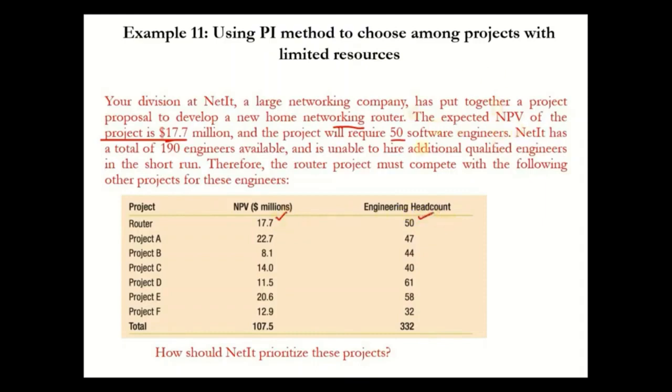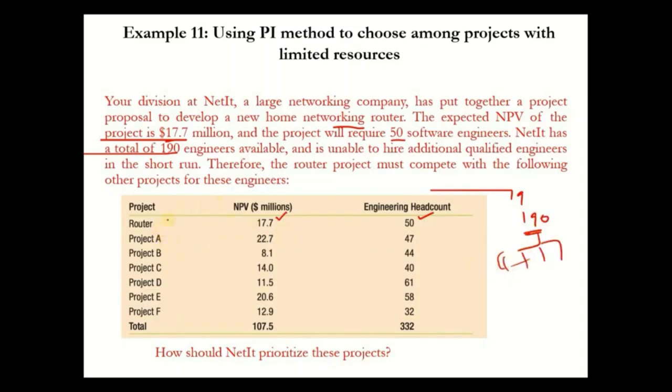Okay, Net has a total of 190 engineers available. So for this one they have 50 engineers and they have created a net worth of 17.7. The company has 190 engineers in total. If we have a limited supply of 190, it means how can we use these software engineers to create the projects with different NPVs.